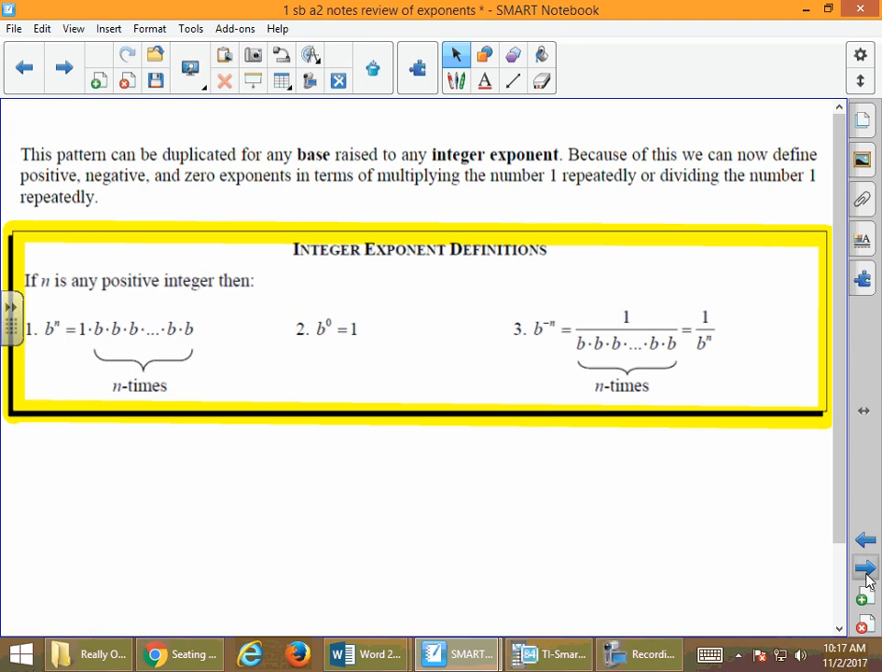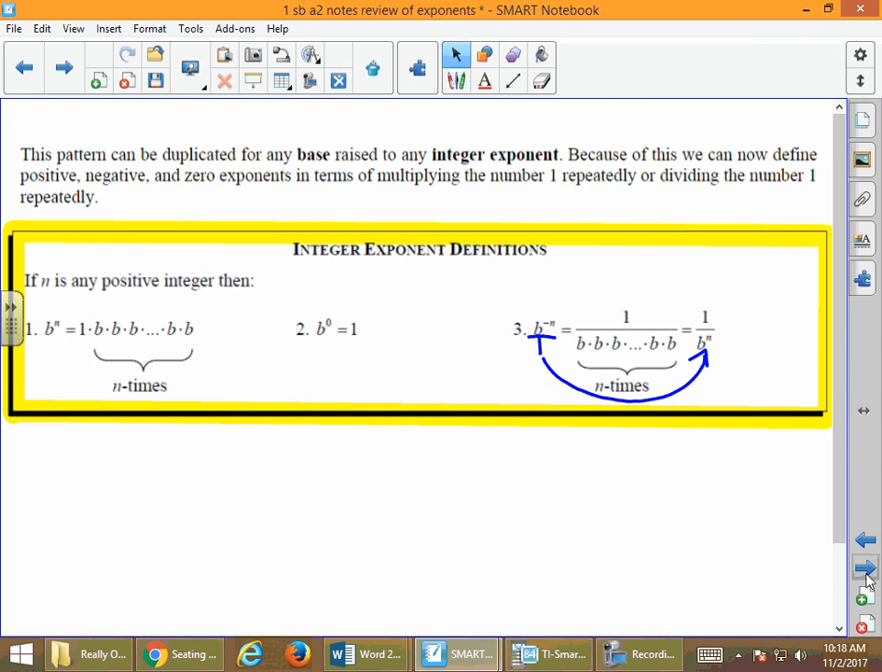And then here is the one that I really do want to look at, which is b to the negative n power. What b to the negative n power causes us to do is have a fraction. As you can see, this is 1 over b times itself n times. The way I like to describe it is that when we have a negative exponent, we flip this and we change the sign on the exponent. So b to the negative n is the same thing as 1 over b to the n.